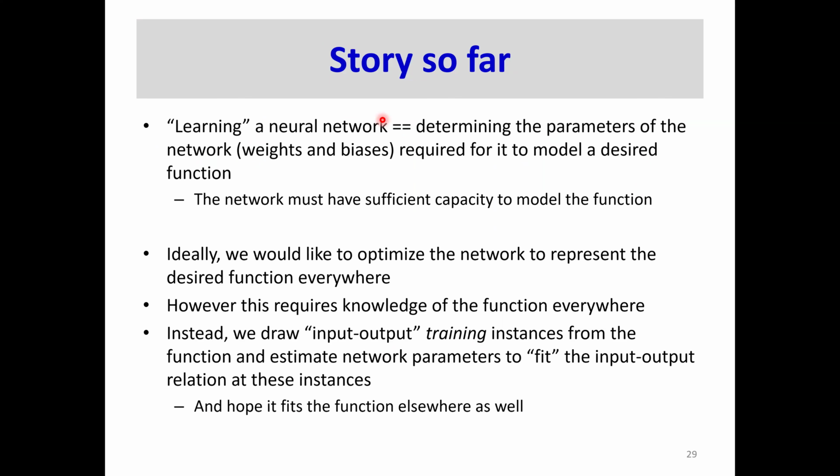So here's the story so far. Learning a neural network is the same as determining the parameters of the network required for it to model a desired function. For this, the network must have sufficient capacity to model the function. Ideally, we would like to optimize the network to represent the desired function everywhere. However, this requires knowledge of the function everywhere. Instead, we draw input-output training instances from the function and estimate network parameters to fit the input-output relation at these instances. And we hope it fits the function elsewhere as well.